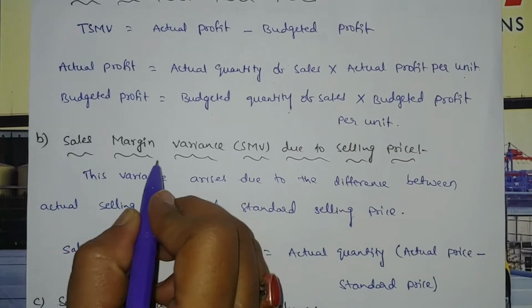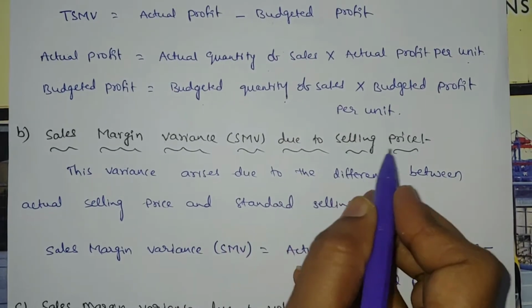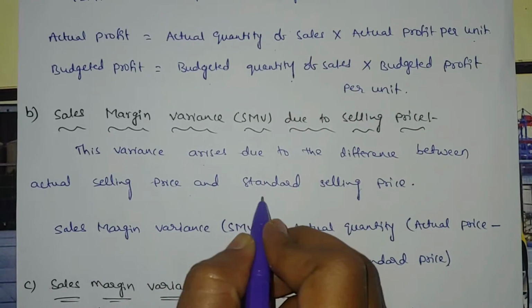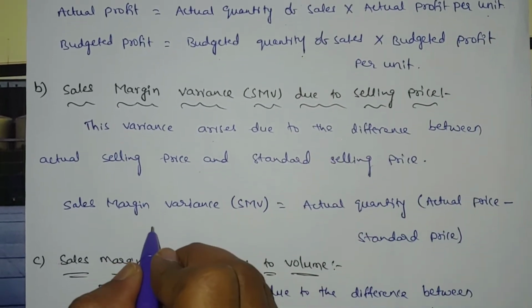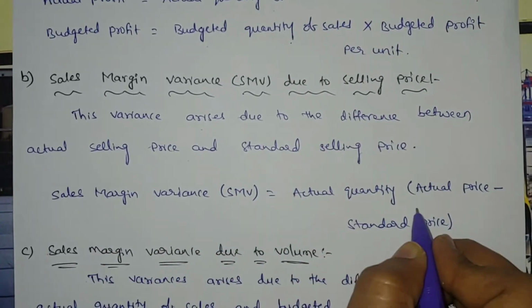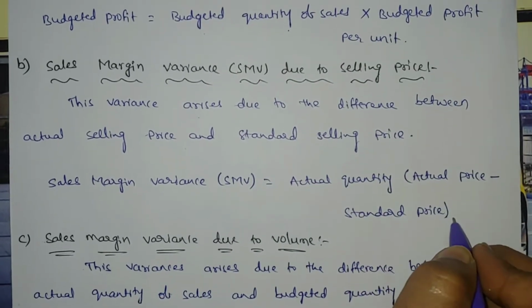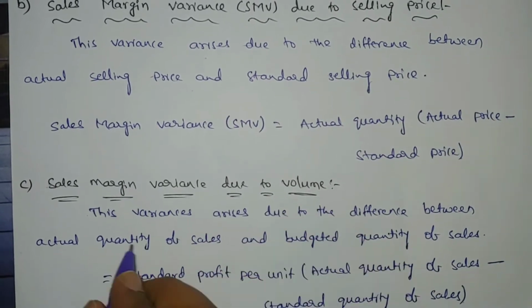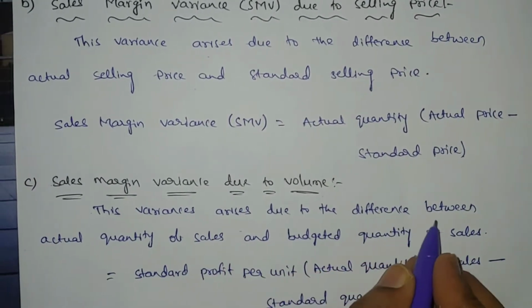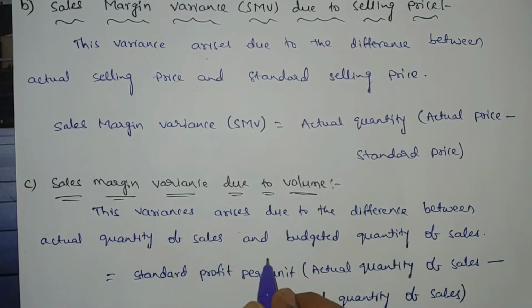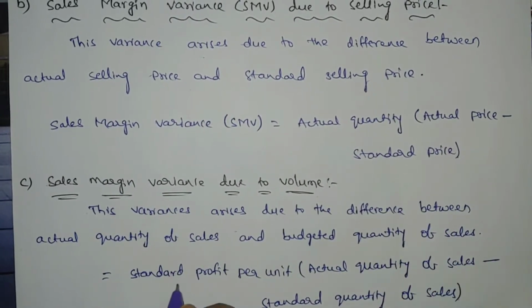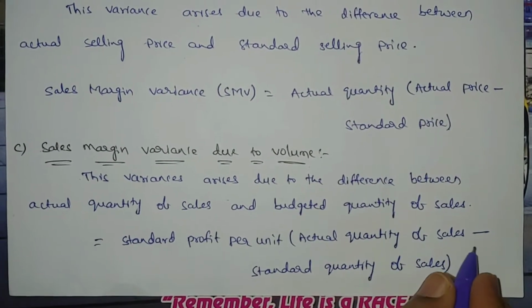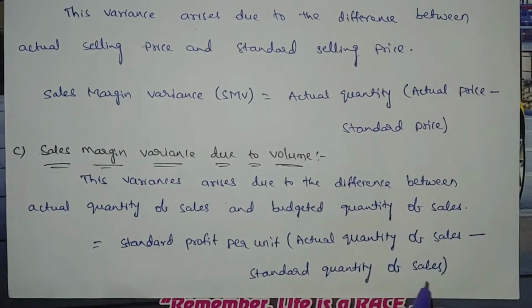Second, sales margin variance due to selling price. The variance arises due to the difference between actual selling price and standard selling price. Sales margin variance is equal to actual quantity into actual price minus standard price. Third, sales margin variance due to volume. This variance arises due to the difference between actual quantity of sales and budgeted quantity of sales. It is equal to standard profit per unit into actual quantity of sales minus standard quantity of sales.